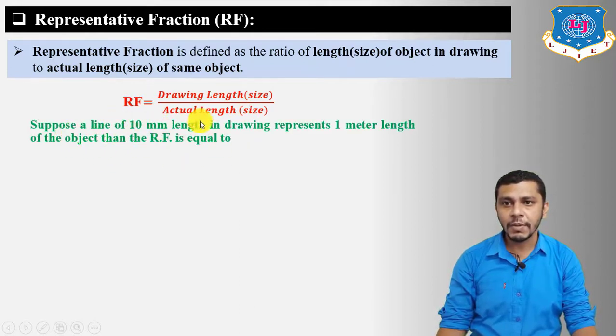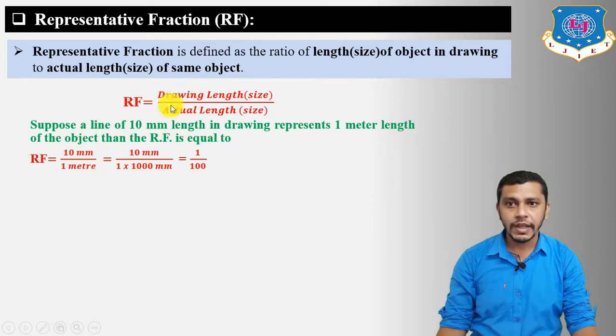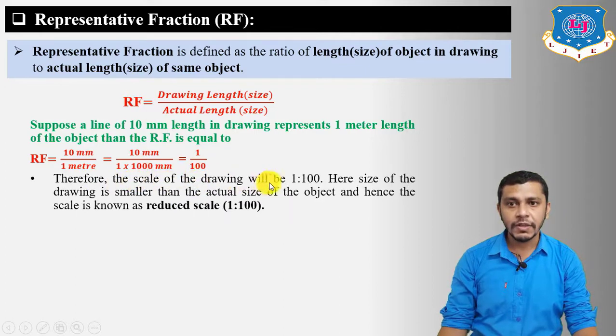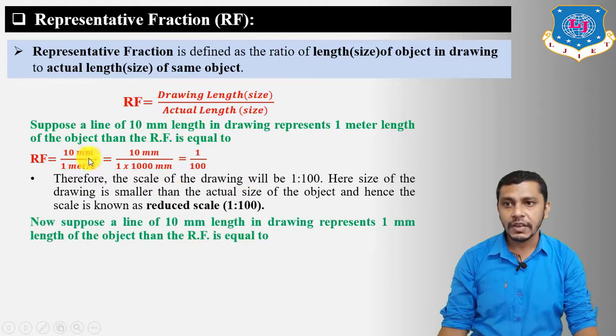Suppose a line of 10 mm length in the drawing represents 1 meter length of the object. Then RF is equal to drawing length upon actual length. Here the drawing length is 10 mm and the actual length is 1 meter. So 10 mm upon 1 meter. Now convert meter into mm. So it is 10 mm upon 1 into 1000 mm, which is equal to 1:100. Therefore the scale of the drawing will be 1:100. Here the size of the drawing is smaller than the actual size of the object and hence the scale is known as a reduced scale. Now let us have another example.